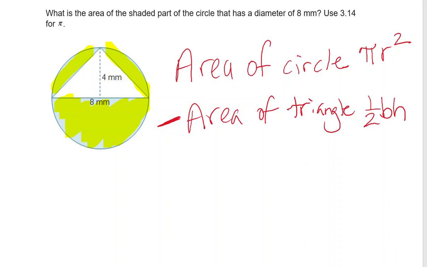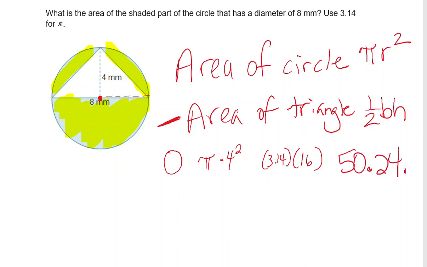So to find the area of the circle, if the diameter is 8, then the radius is 4. So we would have the area of the circle is pi times 4 squared, 3.14 times 16, which is 50.24 millimeters squared. So that's the area of the circle.